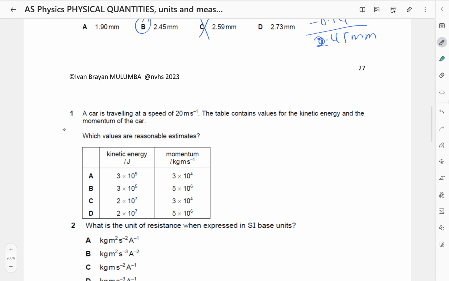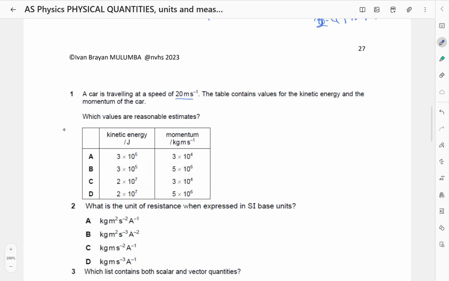A car is traveling at a speed of 20 meters per second. The table contains values for the kinetic energy and the momentum of the car. Which values are reasonable estimates? The car is traveling at a speed of 20 meters per second.